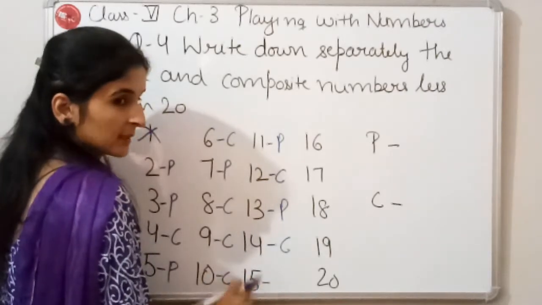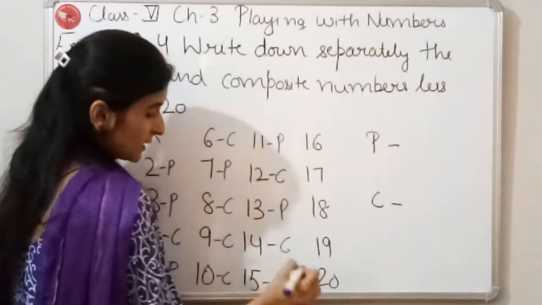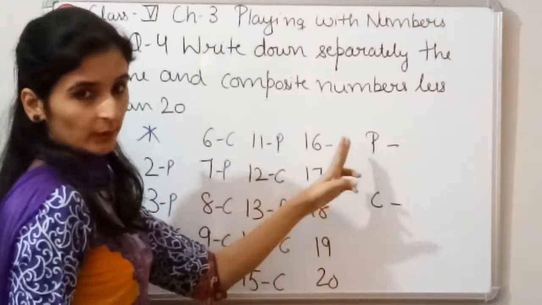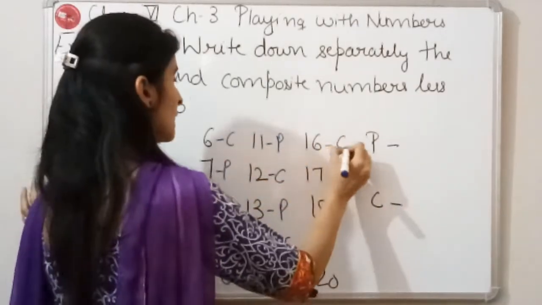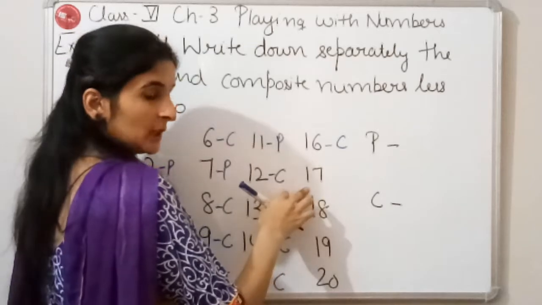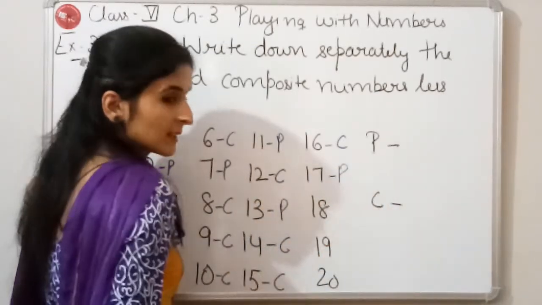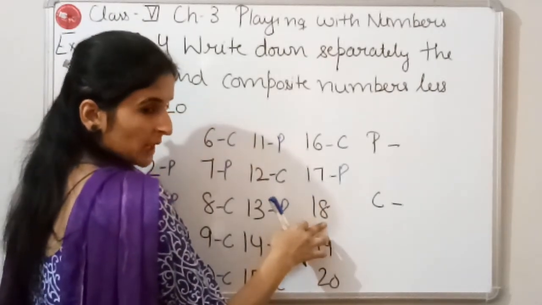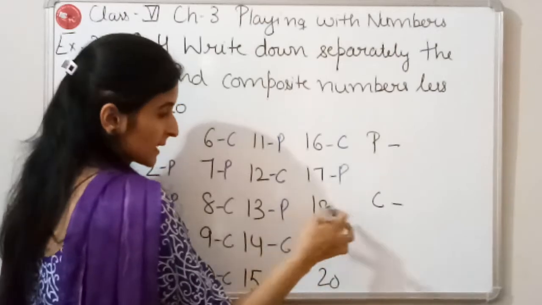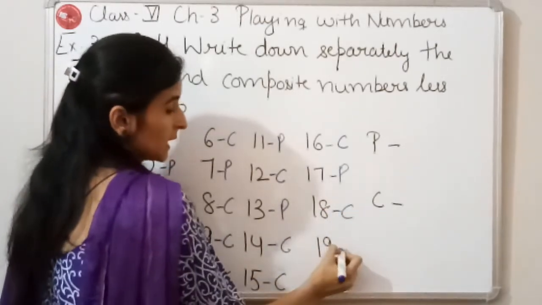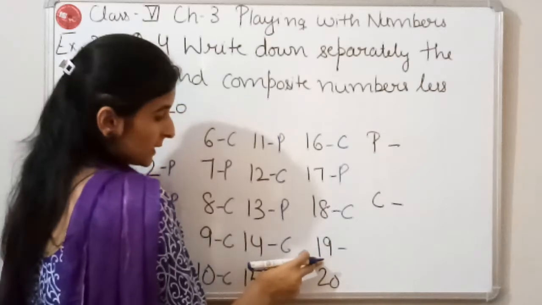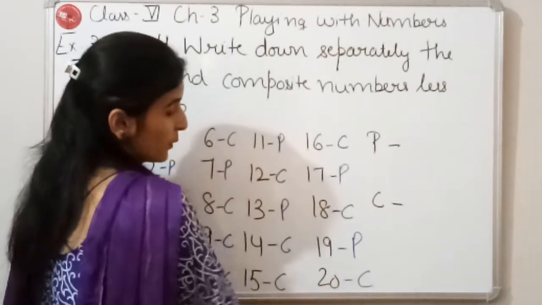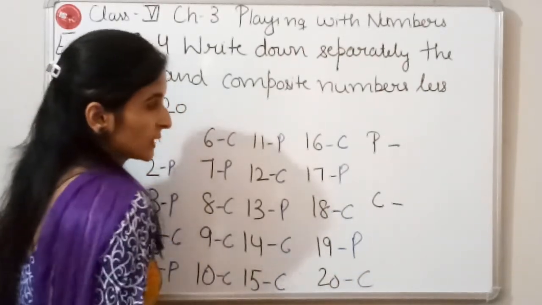15 is divisible by 3 and 5. So it is again a composite number. 16 is divisible by 2, 4, 8. So it is a composite number. 17 has only two factors. So it is considered as a prime number. 18 is divisible by 2, 9, 18, 6. So it is a composite number. 19 has only two factors. So it is a prime number. And 20 is again a composite number, because it has more than two factors.